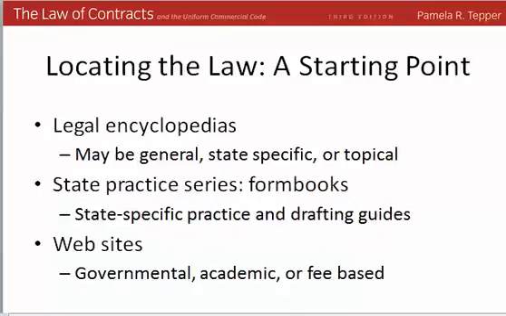You can also look to legal encyclopedias and state practice series form books, some of which we have in our law library. And of course there's a myriad of websites out there, whether from the government, academic, or fee-based. We have access to some of those, specifically LexisNexis, that is available on the LRC website. So that's a general overview of what we'll be looking at this semester and a general overview of contract law.